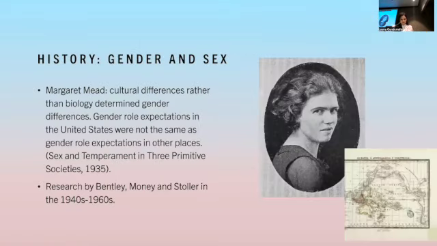So some history about the concept of gender and sex. Margaret Mead, who is pictured here, was an anthropologist who observed cultures in Polynesia. In the 1930s, she published Sex and Temperament in Three Primitive Societies. She saw that gender role expectations in the United States were not the same as gender role expectations in other places. She saw that Western gender roles were sometimes reversed in some Polynesian cultures, and she concluded that nurture is more important than nature in producing gender. She postulated that cultural differences rather than biology determined gender differences. Dr. John Money was a sexologist at Johns Hopkins who coined the terms gender role and sexual orientation. Robert Stoller coined the term gender identity.